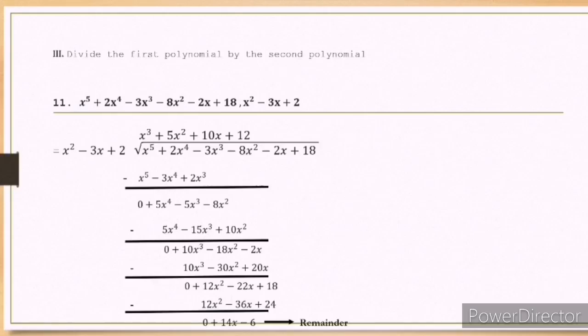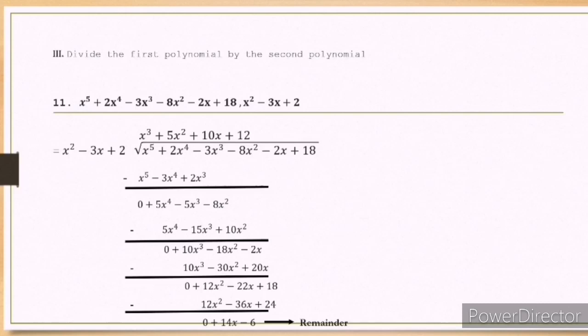Divide the first polynomial by the second polynomial. The given is x raised to 5 plus 2x raised to 4 minus 3x cubed minus 8x squared minus 2x plus 18 divided by x squared minus 3x plus 2.